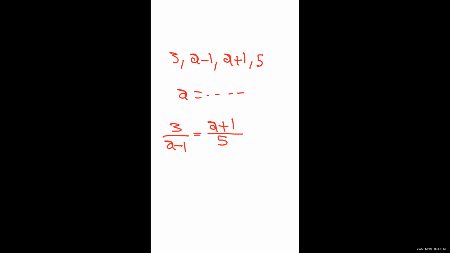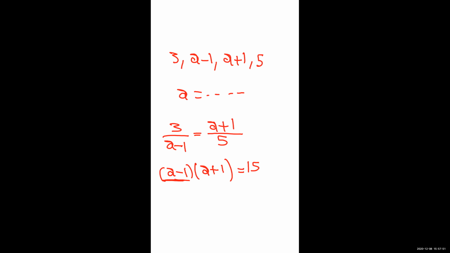So 3 and a minus 1 and a plus 1 and 5 are proportional. Then a will equal... okay, they are proportional, so this means 3 over a minus 1 will equal a plus 1 over 5. Cross multiplication: a minus 1 times a plus 1 equals 15.